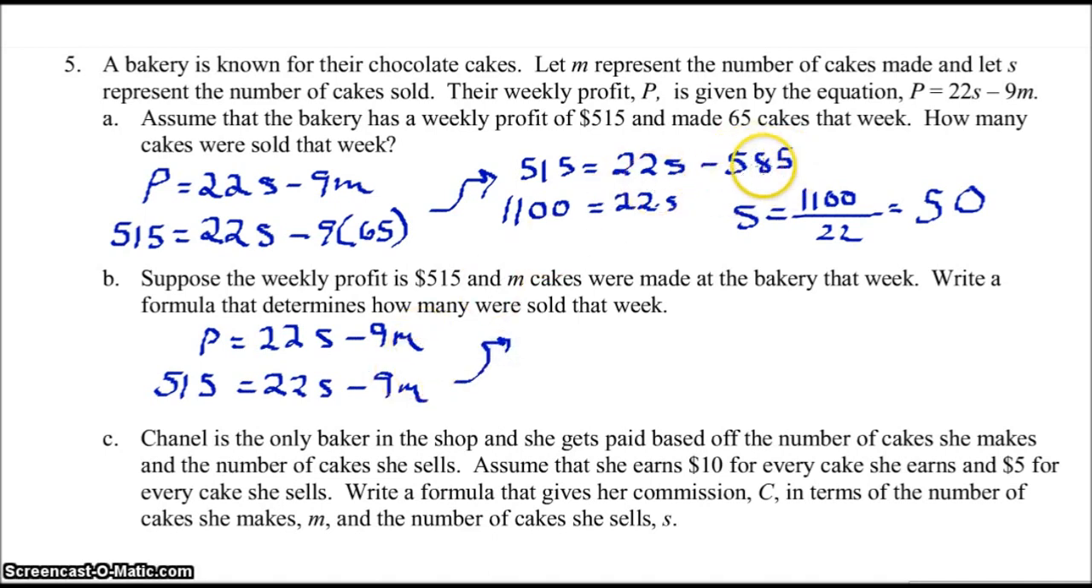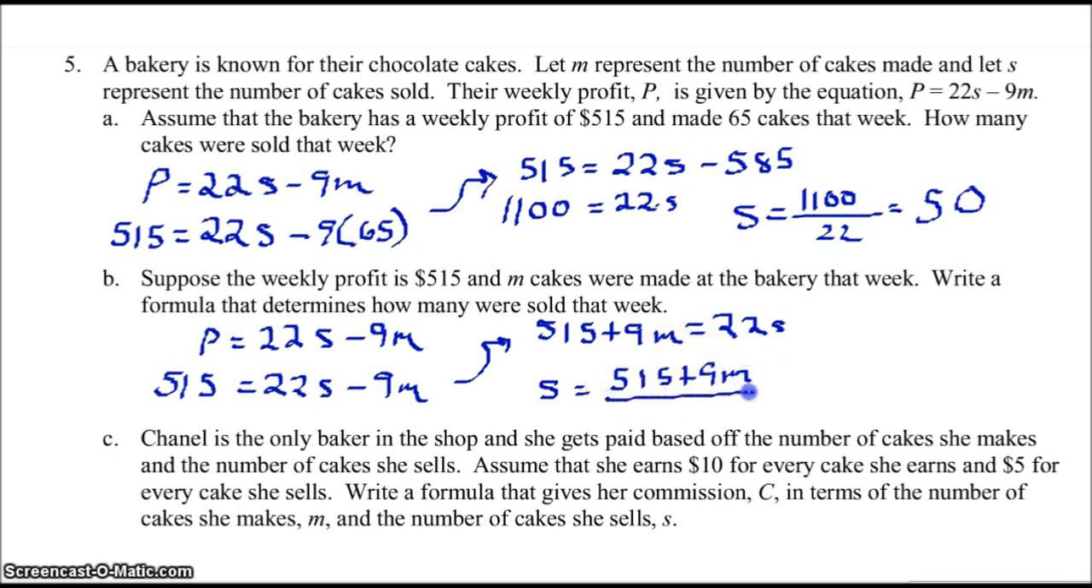There we calculated 9 times 65, but here we don't know what 9 times M is, but it's some number that we can then add to both sides. So we have 515 plus 9M equals 22S. Then, just like we did up here, we divided by 22, and so S is equal to 515 plus 9M over 22.